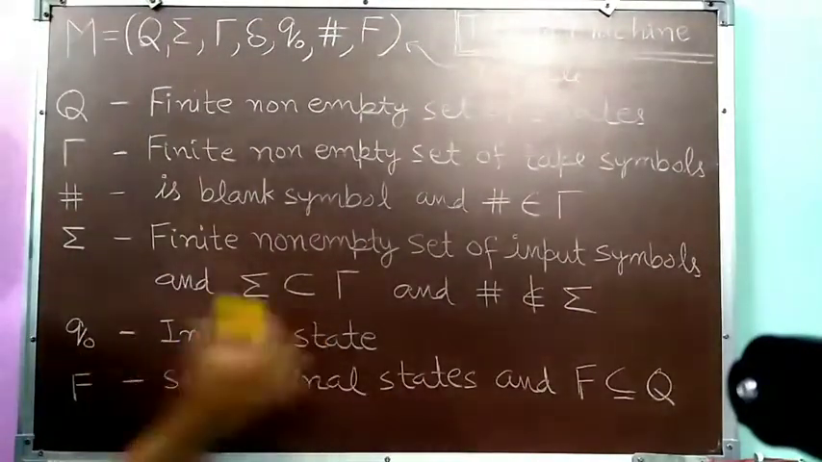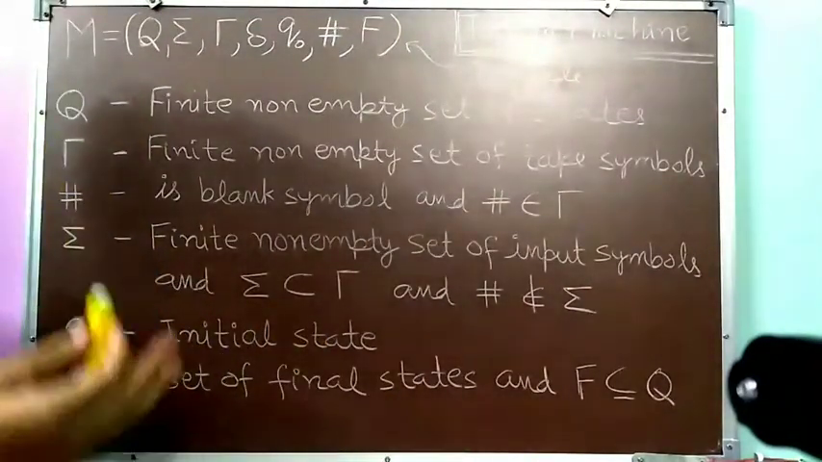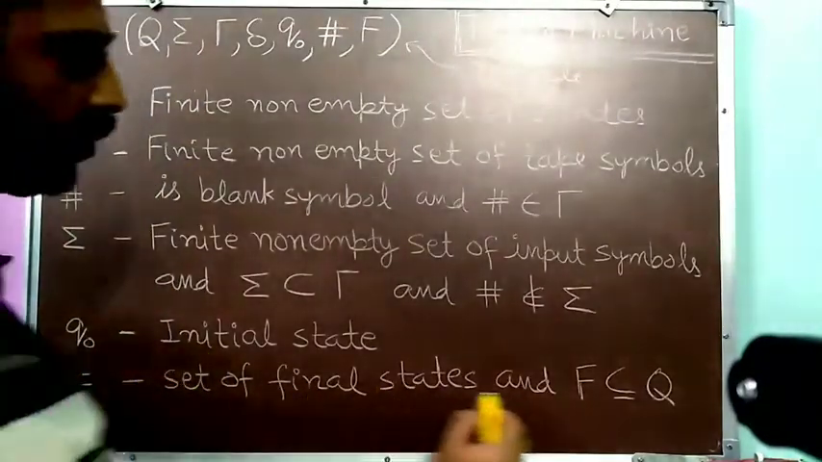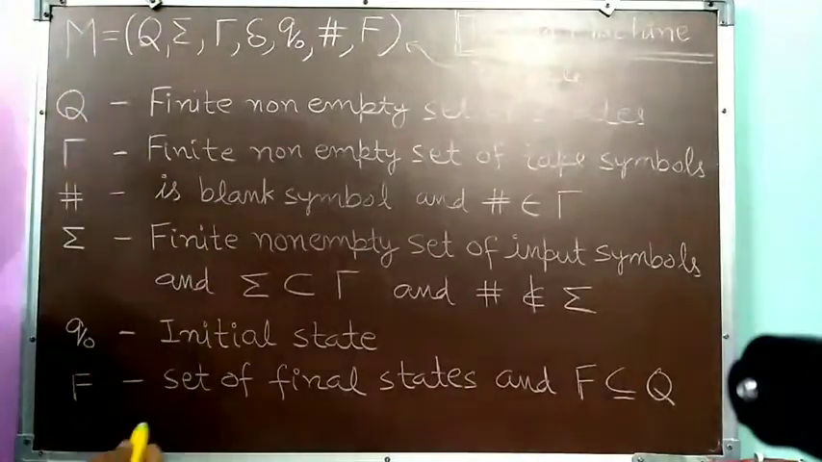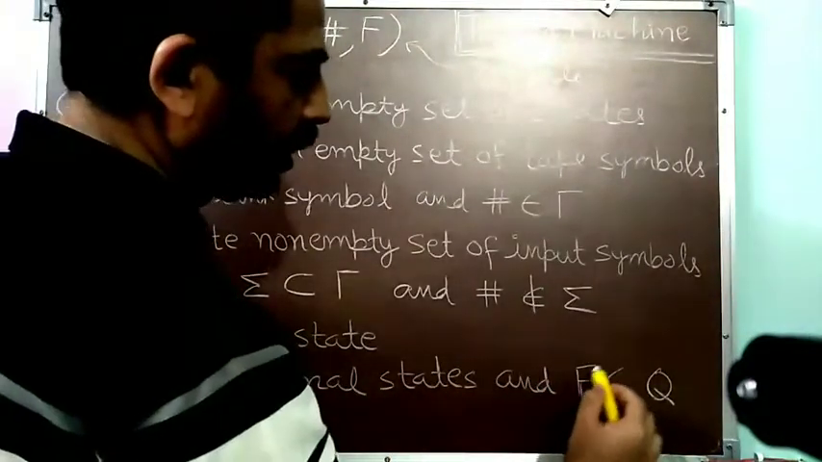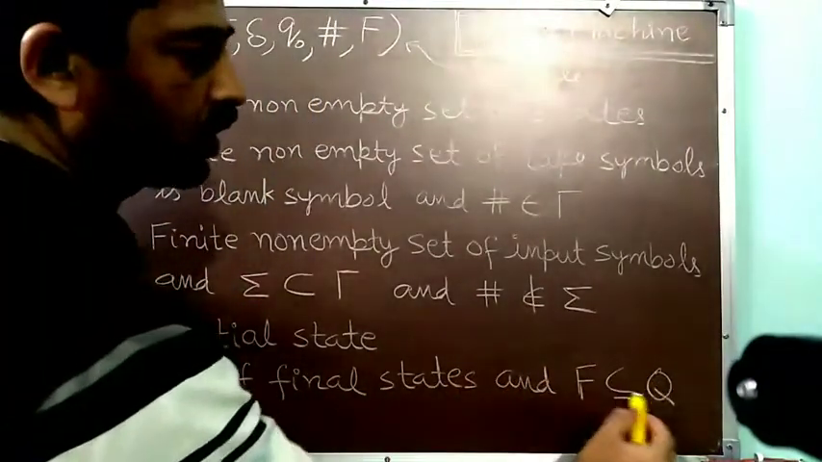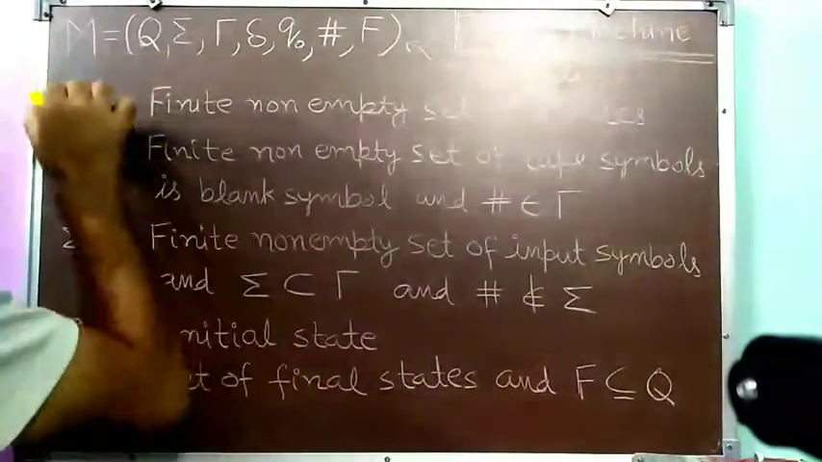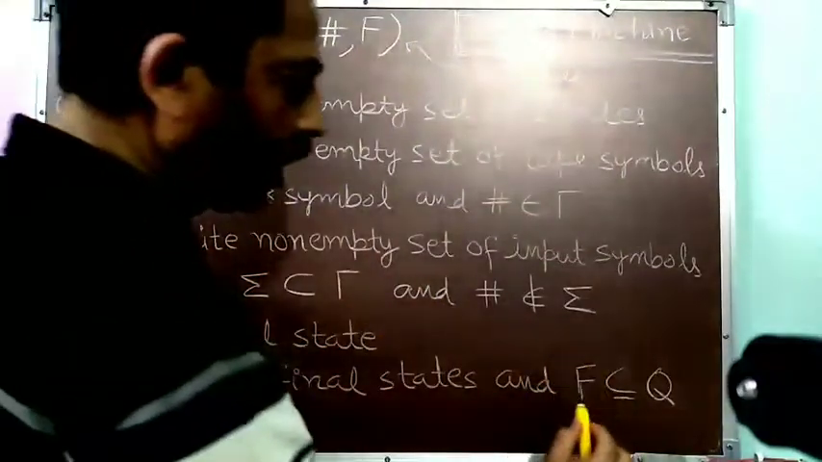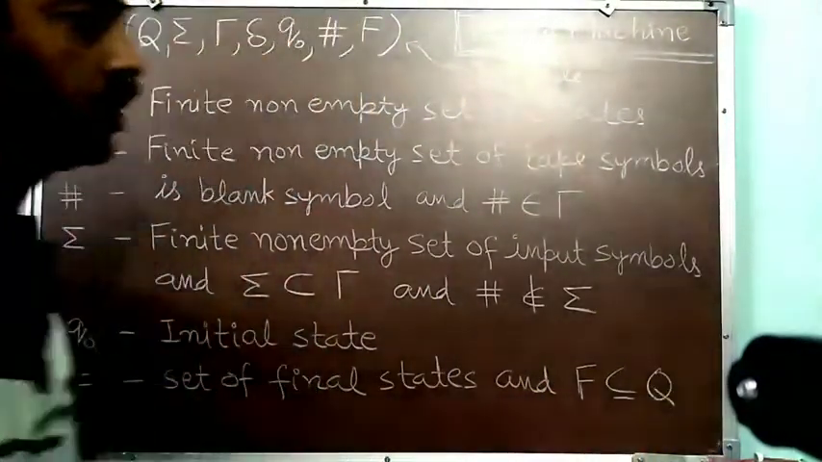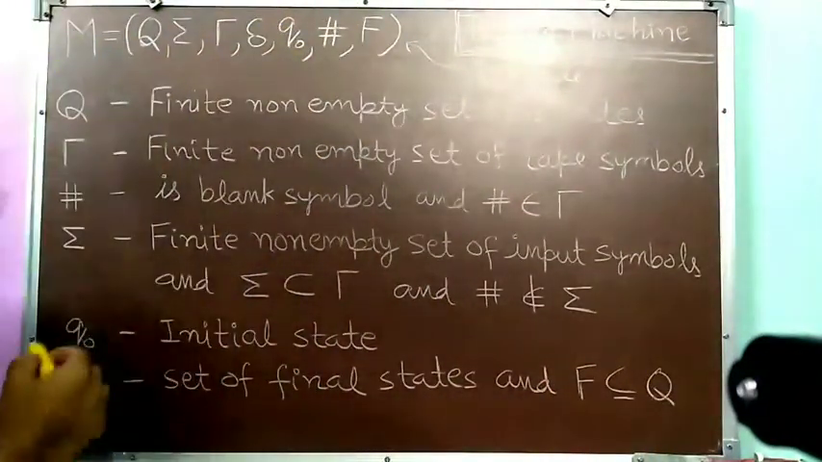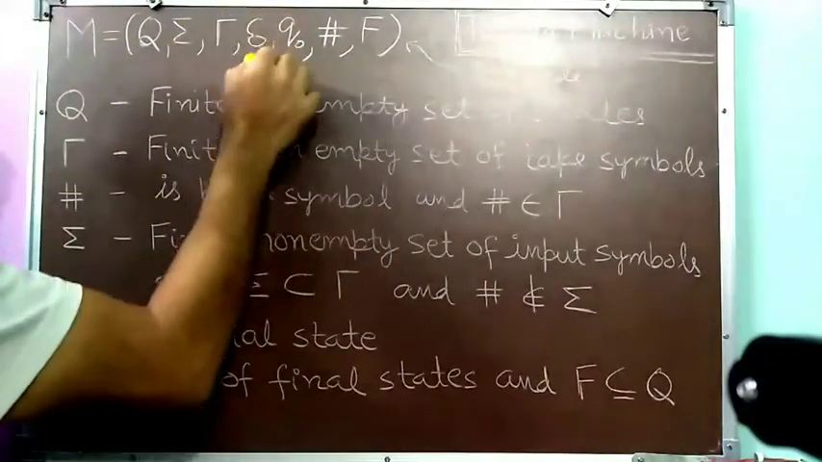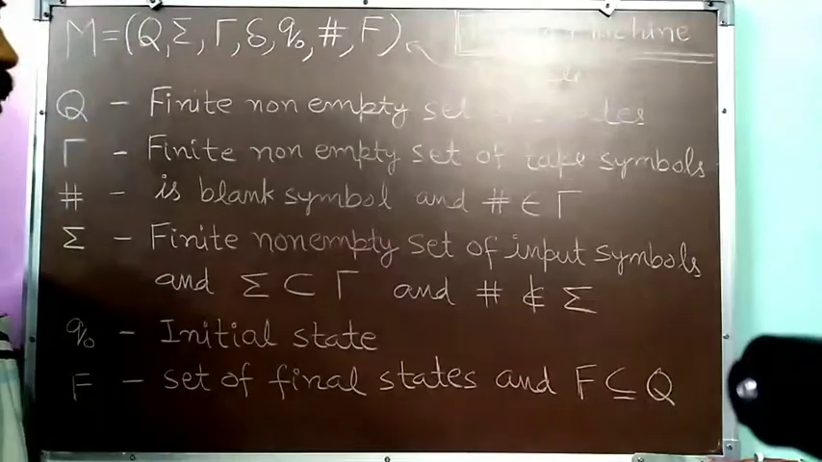So q0 is the initial state, as in the case of FA and PDA as well, and F is the set of final states as in the case of FA. Because it is a set of states, it is a subset of capital Q. So it comes from the set of all states. So F will be a subset of Q. Now the only thing which we have not defined is the transition function delta. So now we will discuss what the transition function delta is.